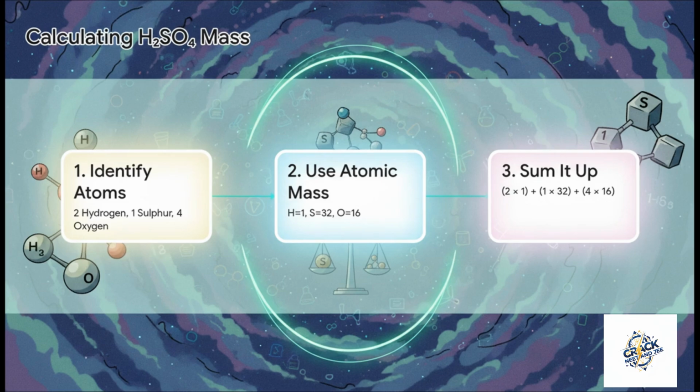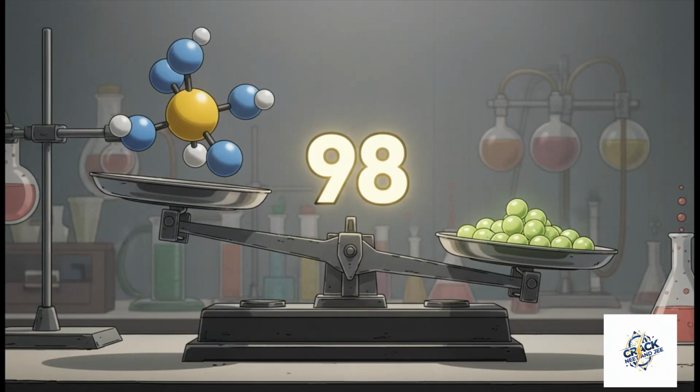Let's see it in action. Say we want the relative mass of sulfuric acid, which has the formula H2SO4. It's basically like following a recipe. First, you just list your ingredients. We've got 2 hydrogen atoms, 1 sulfur atom, and 4 oxygen atoms. Then, you look up their individual relative atomic masses. And finally, you just do the math and add it all up. And there you go. The relative molecular mass is 98.